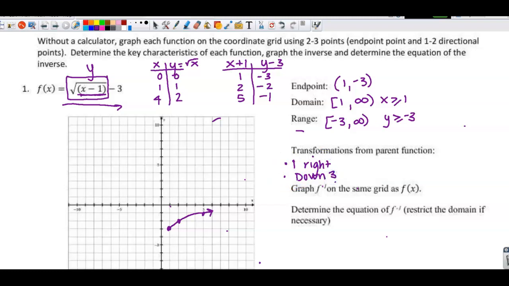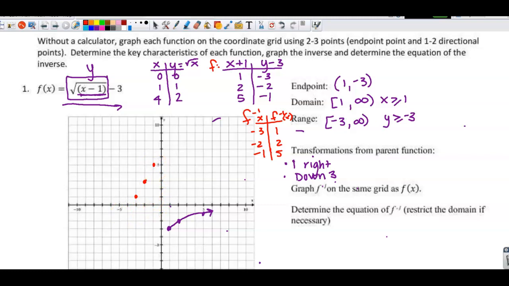All right, so now it says graph F inverse on the same grid. So in order for me to graph F inverse, this was F, so now I'm going to do F inverse. I just have to flip around the x and y values. So this is going to be the F inverse of x over here. So this is going to be a -3, 1, a -2, 2, and a -1, 5. So -3 and 1, a -2 and 2, and a -1 and 5.